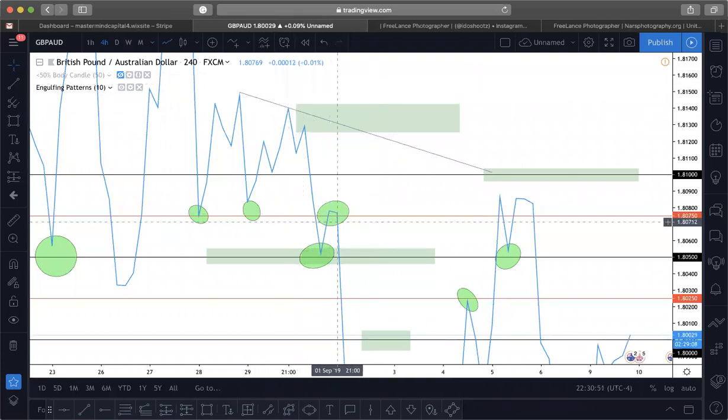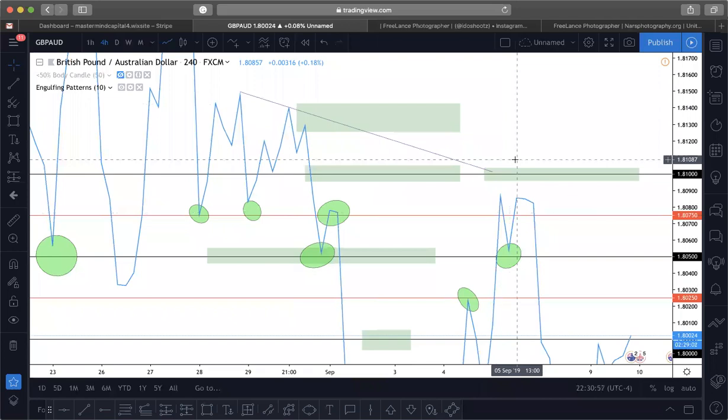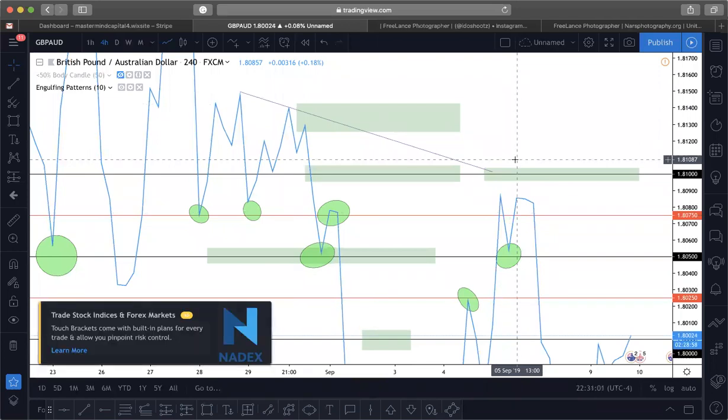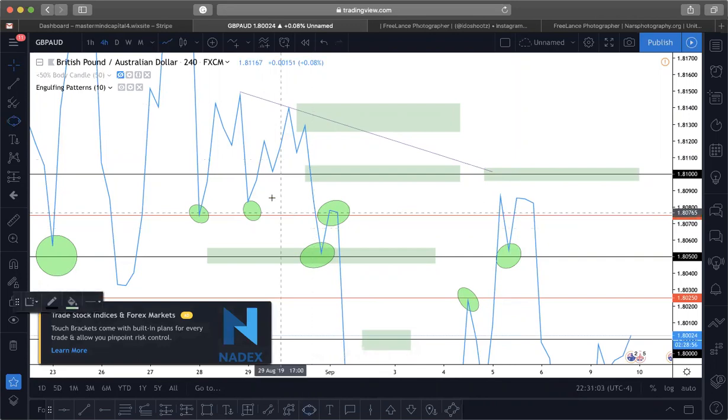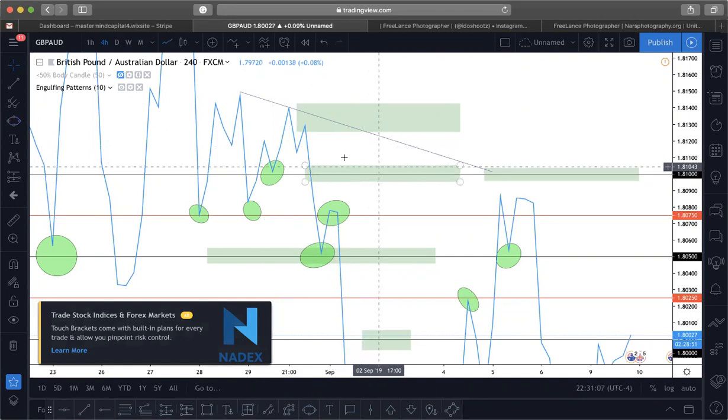And then another area which would be a point of interest is the quarterly level here, right? The 1.800. And if the market makes it up there, this is a resistance level. This is a quarterly figure. We're in a downtrend. So that's a level most likely people would be entering their shorts at, right?